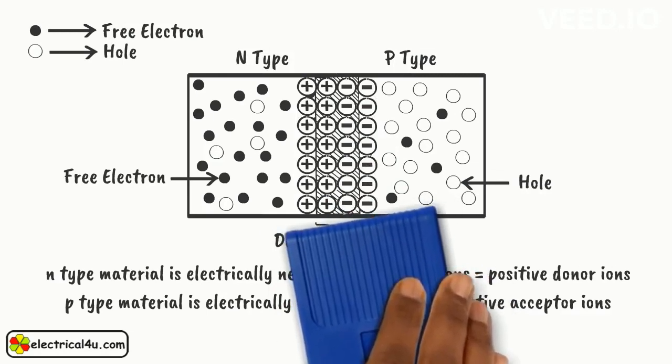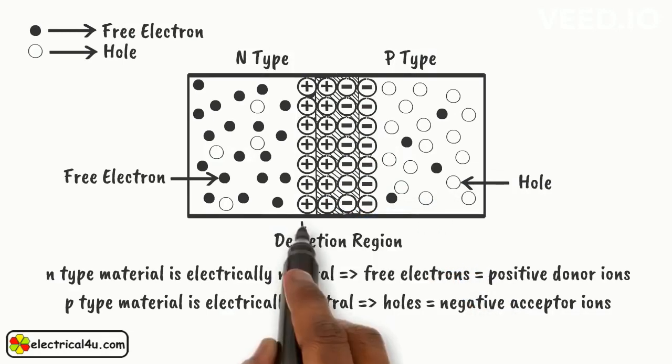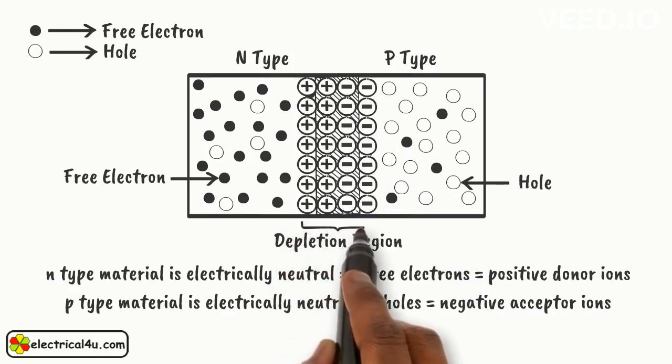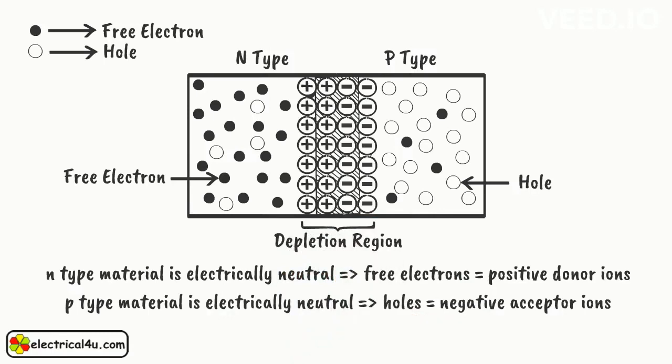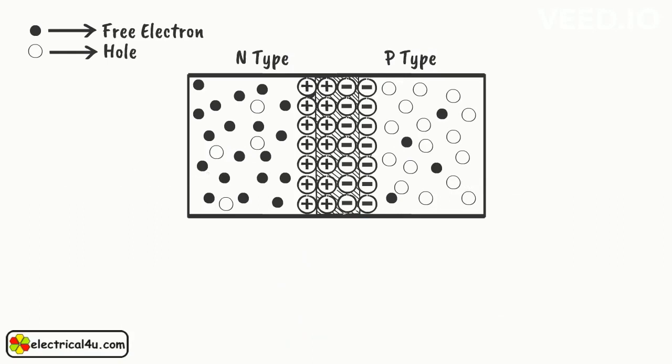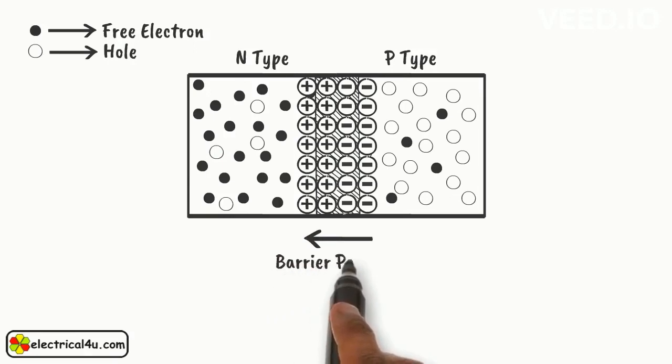After absorption of holes on the P-type side of the depletion region, uncovered negative acceptor ions will remain there. This region of uncovered positive and negative ions is called the depletion region due to the depletion of free carriers in the region. Due to the presence of these positive and negative ions, a static electric field called barrier potential is created across the junction. It is called barrier potential because it acts as a barrier and opposes the further migration of holes and electrons across the junction.